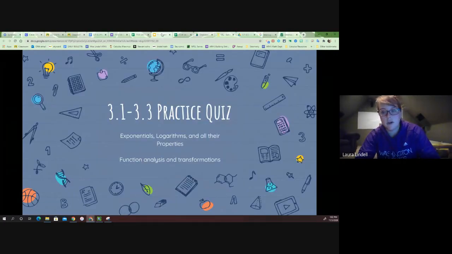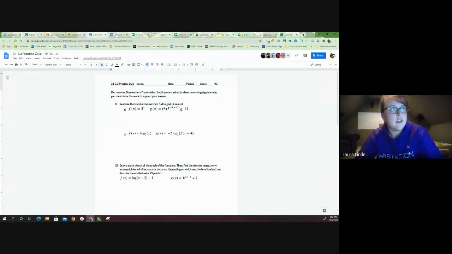All right, so we are going to go over the practice quiz here for 3-1 to 3-3. So the first question is just two describing the transformation type things. So we've got, if f of x is 5 to the x and g of x is 6 times 5 to the negative 9 times x plus 7 minus 14. What's the transformation that happened?